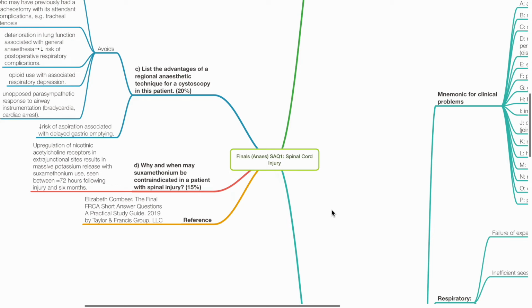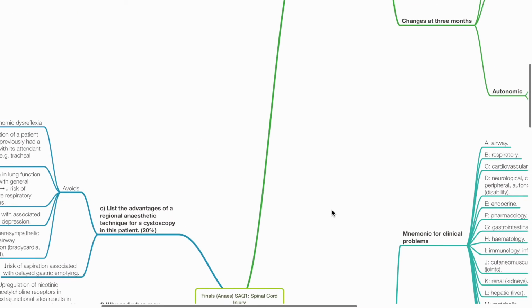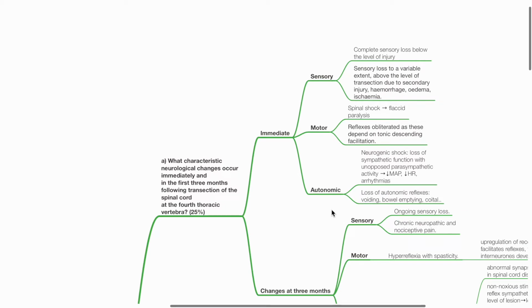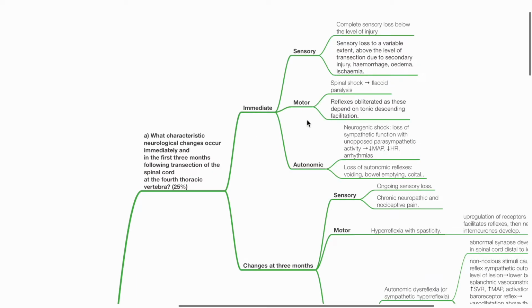Finals NS SAQ1, spinal cord injury. A. What characteristic neurological changes occur immediately and in the first 3 months following transection of the spinal cord at the fourth thoracic vertebrae, 25 marks? Neurological changes can be divided into sensory, motor, and autonomic.